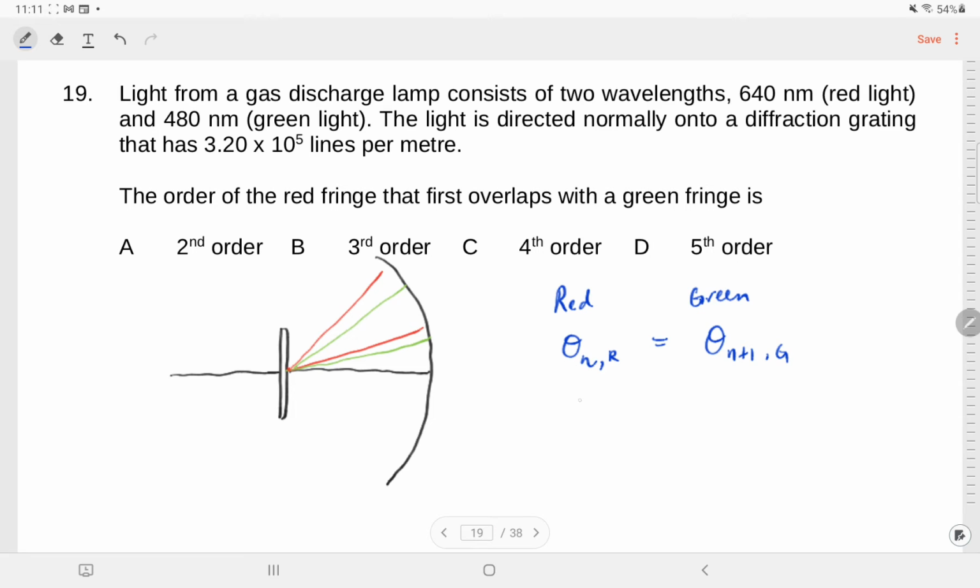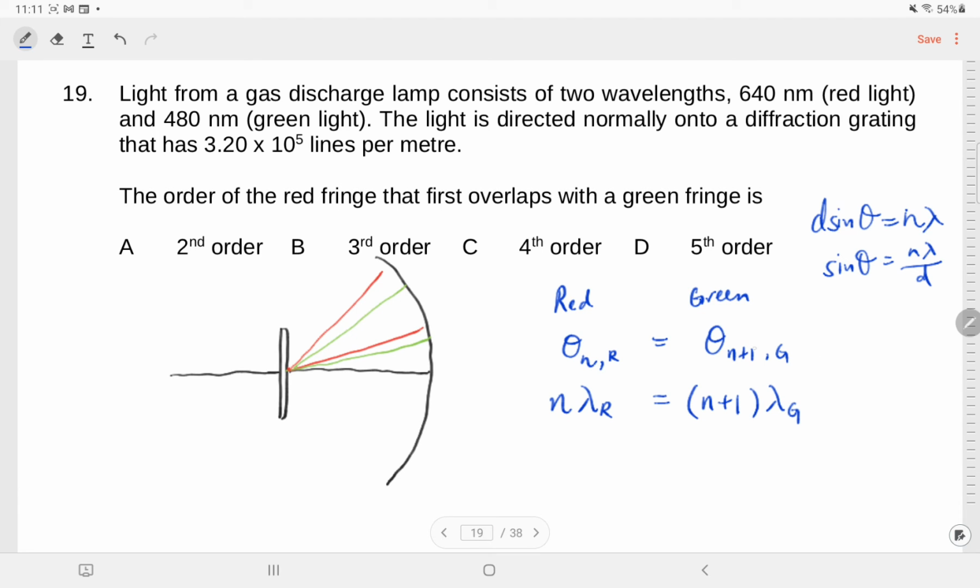So hence let's look at the equation again. Sine theta equals n lambda over d. So we write that into this equation here. So we have the n of the lambda of the red, divided by the d, which will cancel out each other because they exist on both sides. So I will not write that. That equals n plus 1 for the lambda of the green.